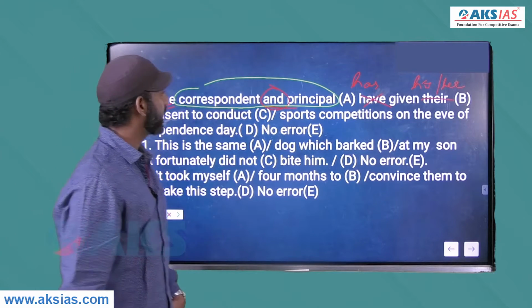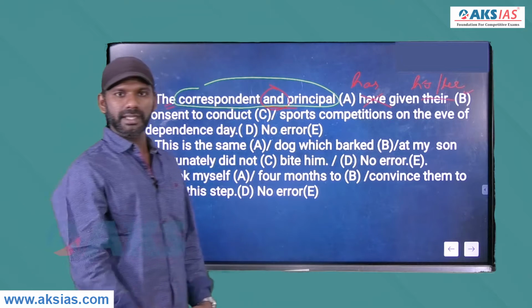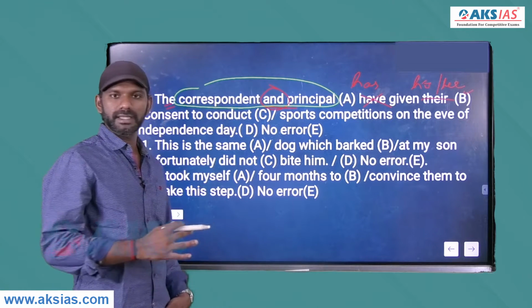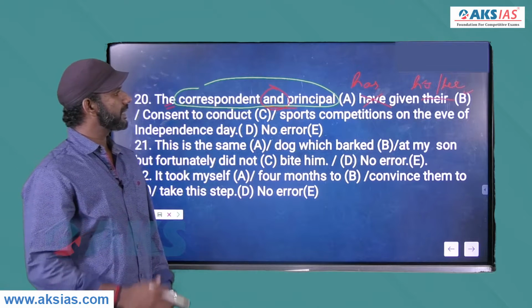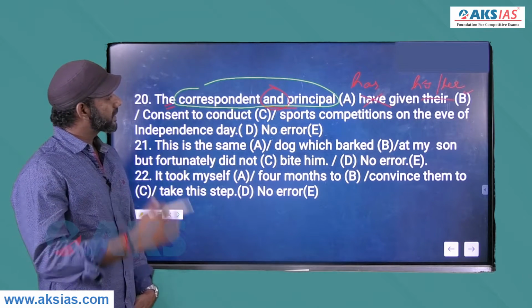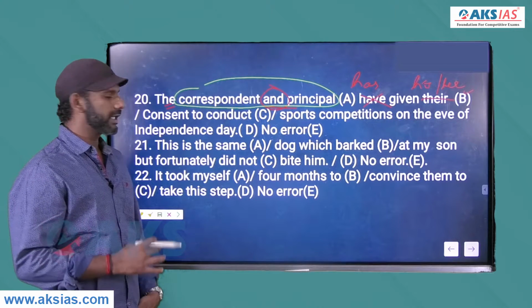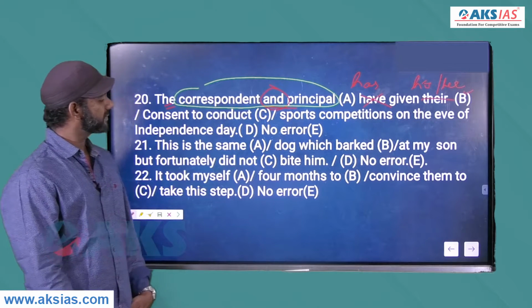So the error is in part B and we have two errors in this part. One error is regarding the verb and the other error is regarding the pronoun. So the correct statement must be: the correspondent and principal has given his or her consent, doesn't matter, to conduct sports competitions on the eve of Independence Day. Getting it? Come on next.